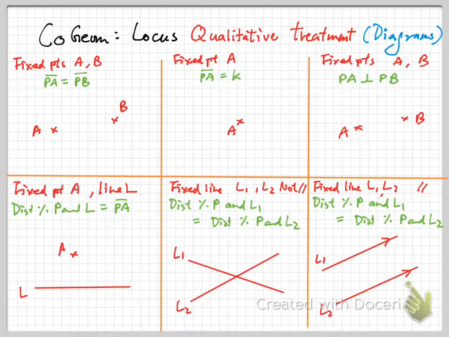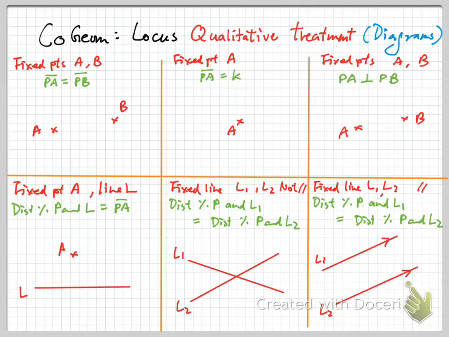Let's talk about locus. Locus is a summary of coordinate geometry, where we have to summarize all the coordinate geometry skills: straight lines, circles, interaction between straight lines and circles, and try to find the path of certain moving points.